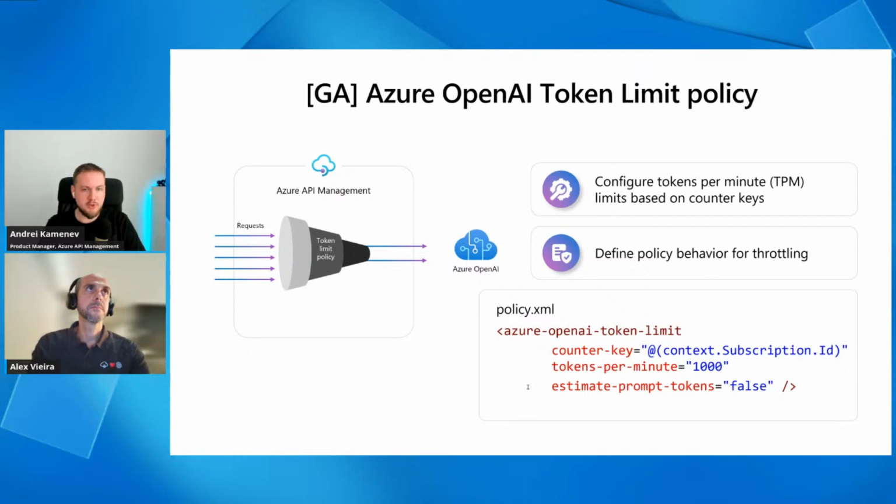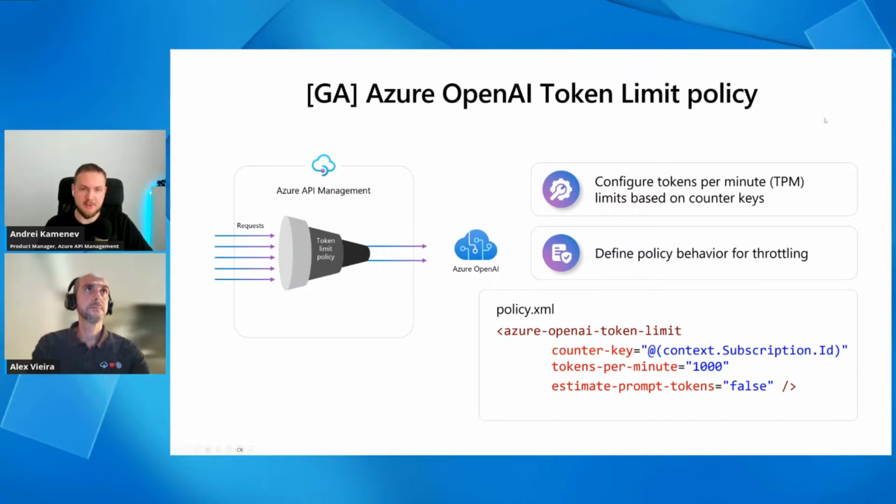We have two different modes in which this policy operates today. In the first mode, we get the usage from the OpenAI response, and we increase the counter based on the information from the response. The second mode configures Azure API Management to pre-calculate prompt tokens before sending the request, which is a safer and stricter option when it comes to throttling.